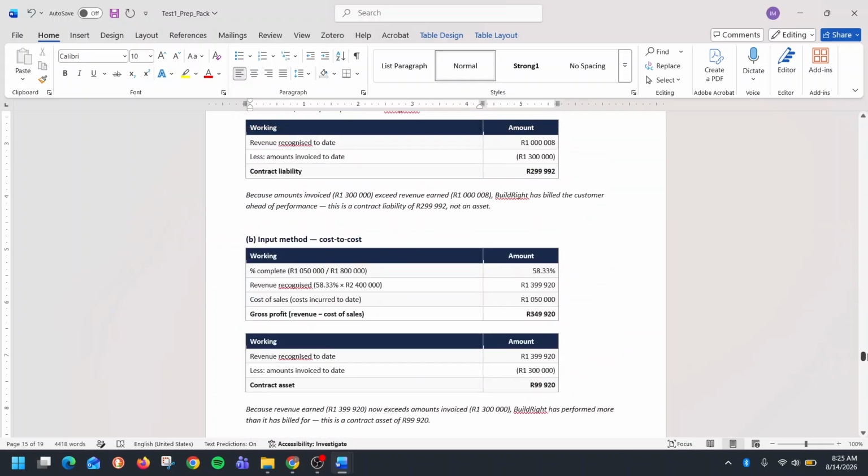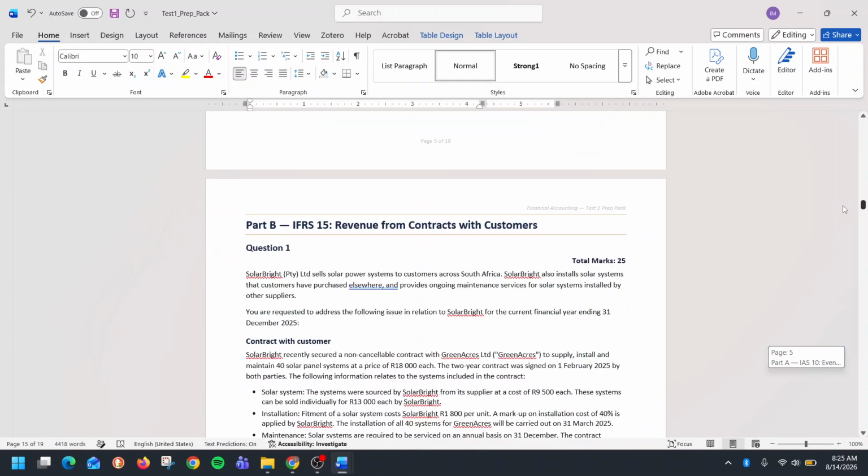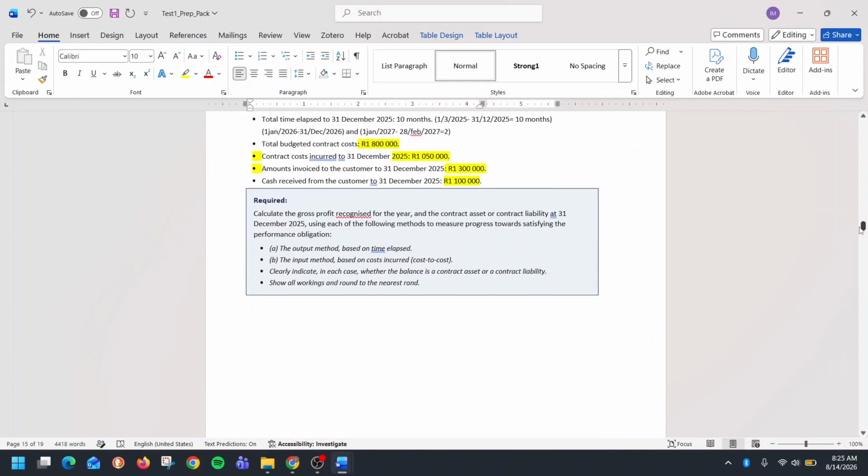So in this method, you're not asked to prepare journals. All that you are being asked in this is that we need to calculate the gross profit for the year.